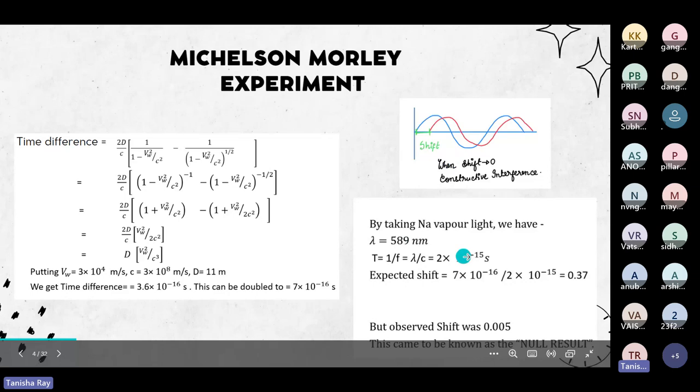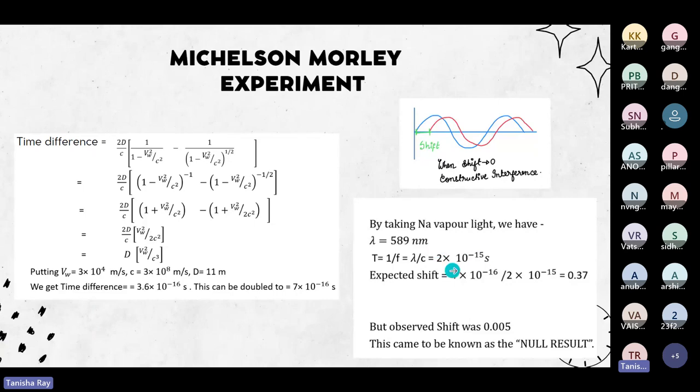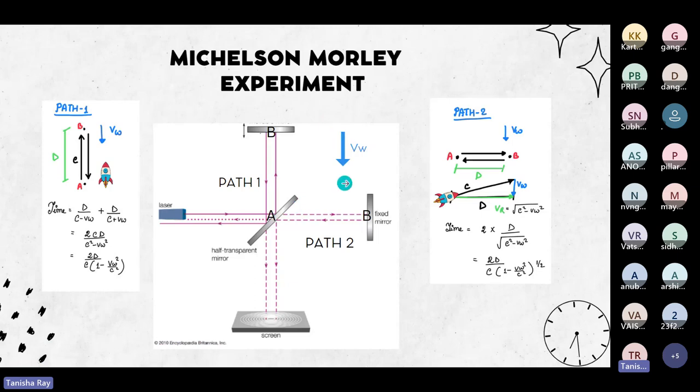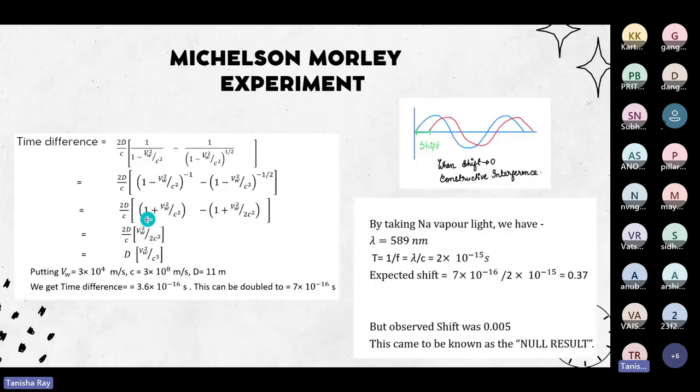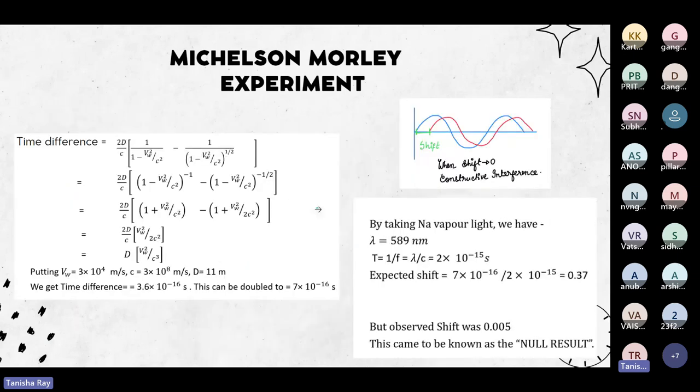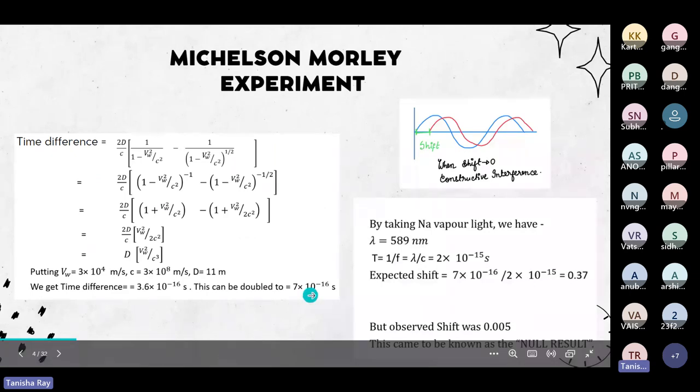Now, they had used a sodium vapor light, which has a wavelength of some 600 nanometers. So we can calculate the time period. It comes out to be something of the order of 10 to the power minus 15 seconds. Okay, before that, one thing. In this setup, we had kept the arrangement in such a way that the direction of the ether wind was vertically downwards with respect to this setup. And for that particular setup, we got a time difference of this. But if somehow we adjust this arrangement of the setup with respect to the ether wind, it will be possible for us to obtain a time difference of, say, 7 into 10 to the power minus 16 seconds.